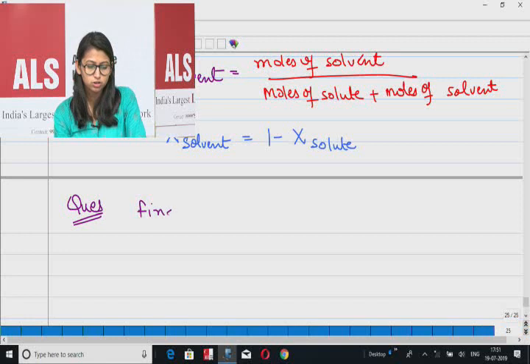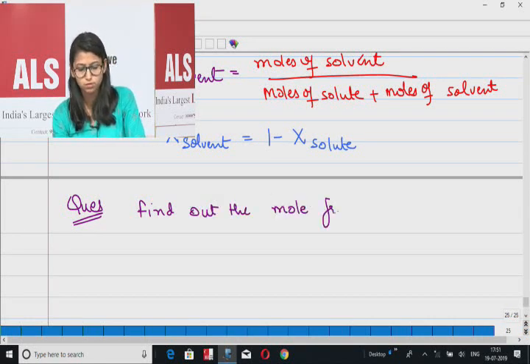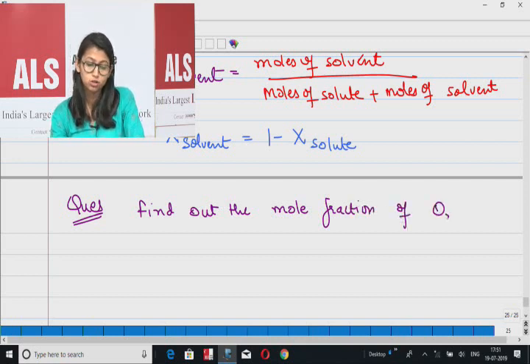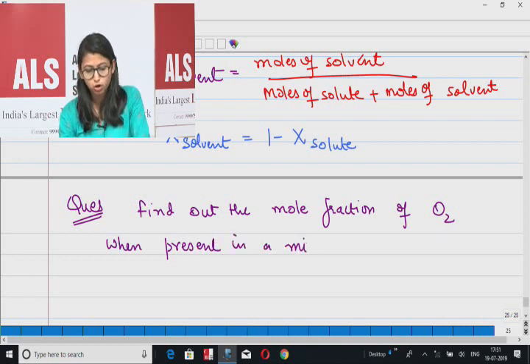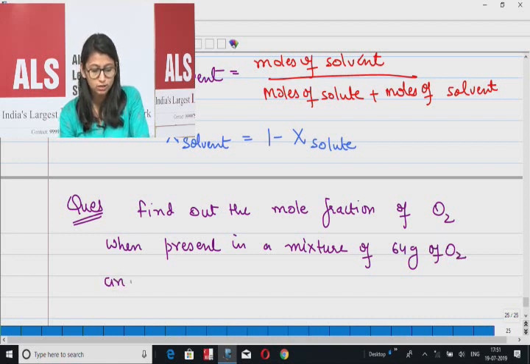Find out the mole fraction of O2 when present in a mixture of 64 grams of O2 and 8 grams of helium. Try this question, everyone.